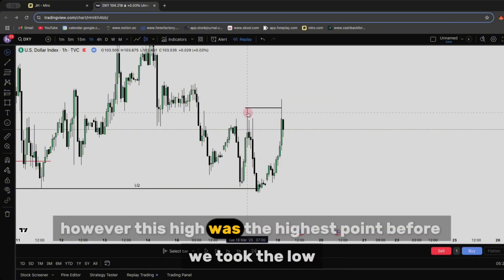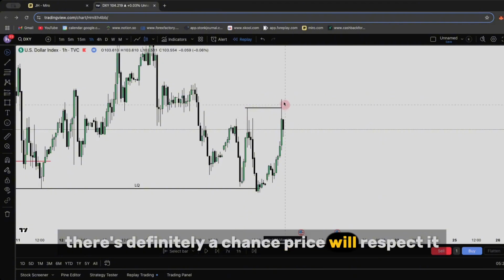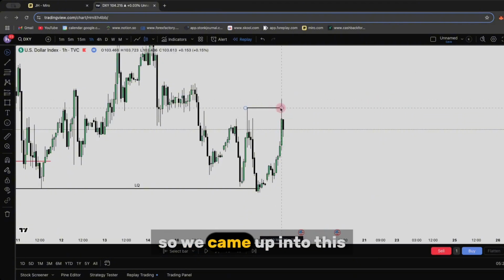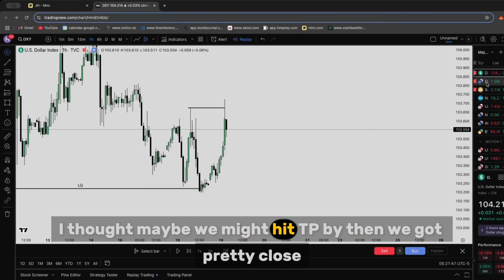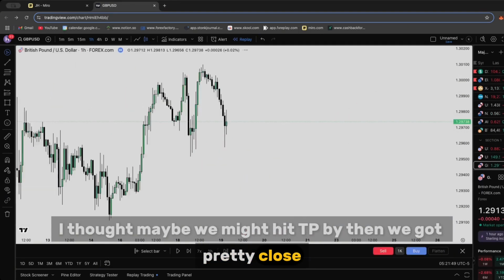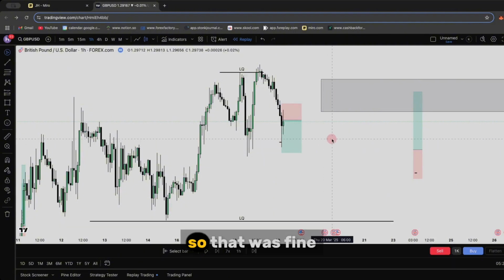However, this high was the highest point before we took the low. It created this leg. It is quite a strong high. There's definitely a chance price will respect it. So we came up into this. As soon as we tapped here, my DXY bias was gone. I thought maybe we might hit TP by then. We got pretty close, but as you can see, we didn't. We didn't tap down. So that was fine.